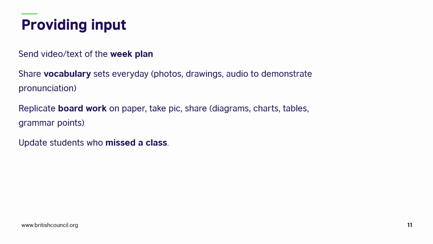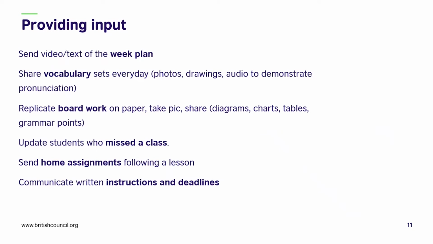You can use WhatsApp to notify students who missed a class, and you can of course send home assignments after a lesson. You can use it to communicate deadlines and instructions. And of course you can give feedback on language errors. One example activity is find the mistake. You send them a text with some intentional errors, then ask them to find and correct the mistakes for themselves.